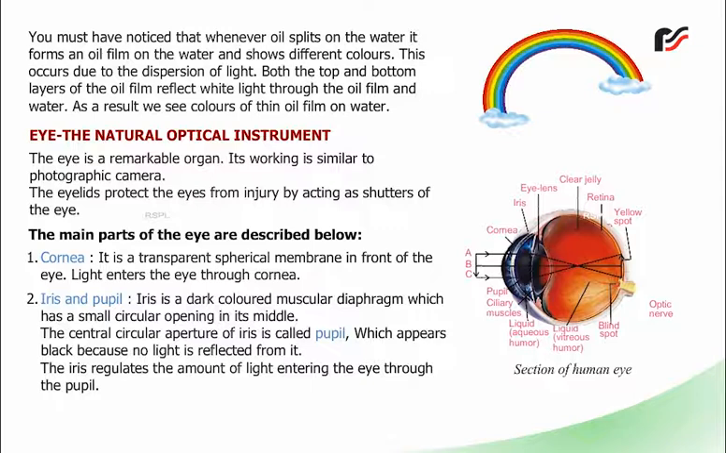Section of human eye. Eye lens, clear jelly, retina, yellow spot, optic nerve, blind spot, liquid vitreous humor, liquid aqueous humor, pupil, ciliary muscles, cornea, iris, eye lens. The central circular aperture of iris is called pupil, which appears black because no light is reflected from it. The iris regulates the amount of light entering the eye through the pupil.